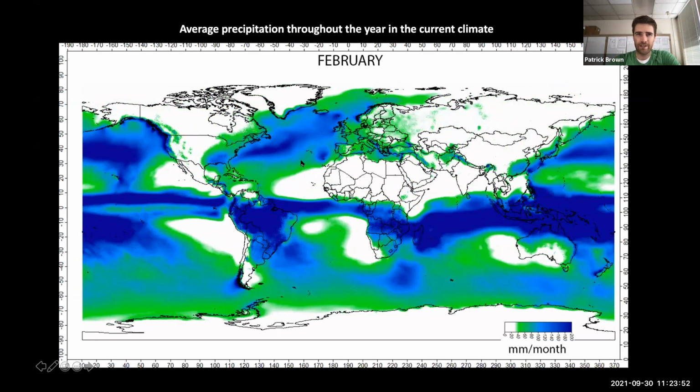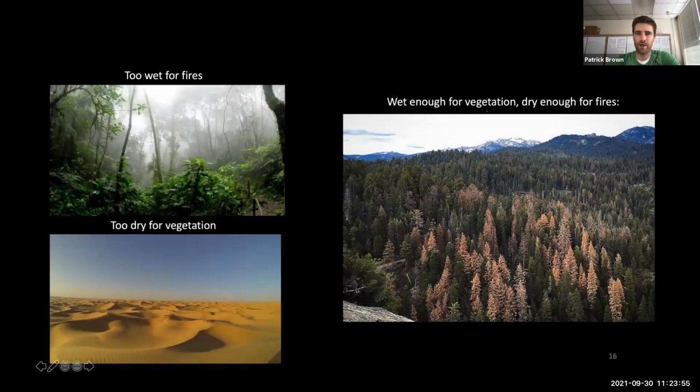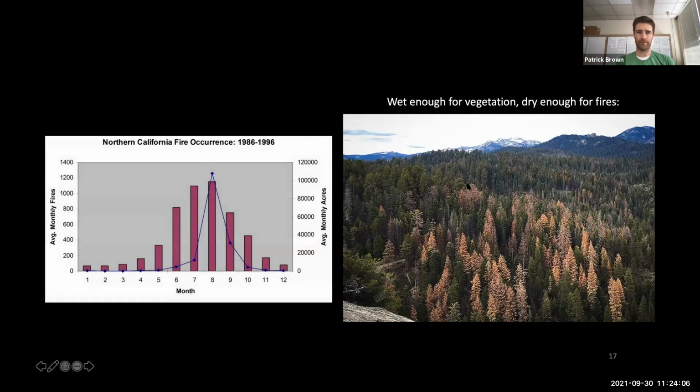So the point of that is that this results in a situation of wet enough for vegetation. We get our winter rains so we can build up forests, but then dry in the summer so that forests can burn. And this is just a demonstration of that with data, that we have a fire season. This is the month of the year and the average monthly acres burned and average monthly fires.